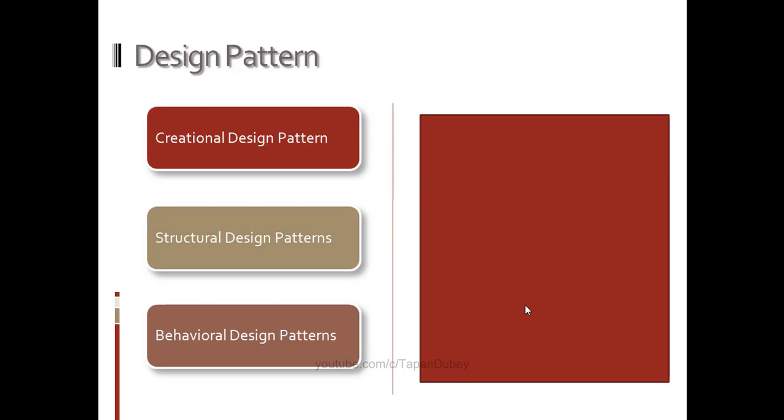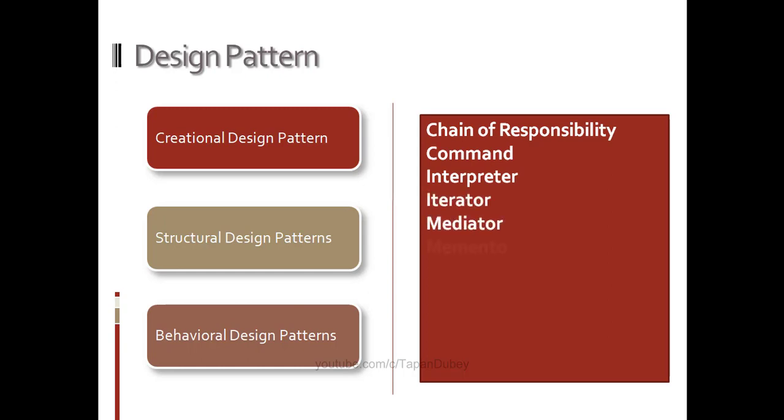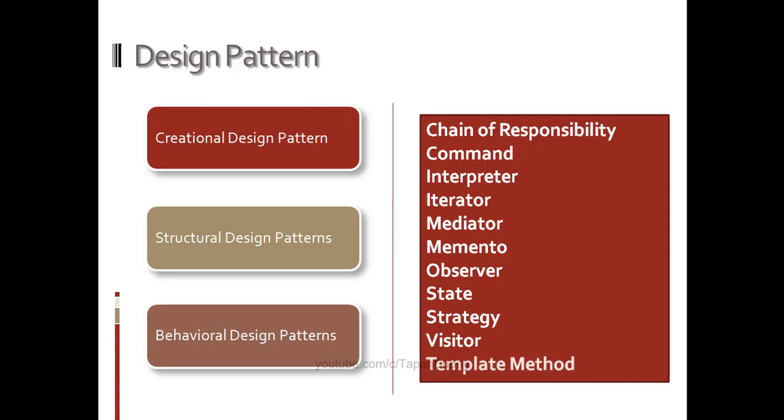What design patterns come under behavioral design patterns? Let me list them out. Number one is chain of responsibility. Number two is command. Number three is interpreter. Number four is iterator. Number five is mediator. Number six is memento. Number seven is observer. Number eight is state. Number nine is strategy. Number ten is visitor. And the last one is template method. So with this, we have a total of 23 design patterns, which are also called the Gang of Four design patterns.